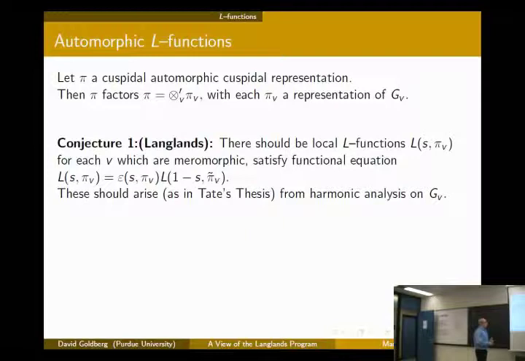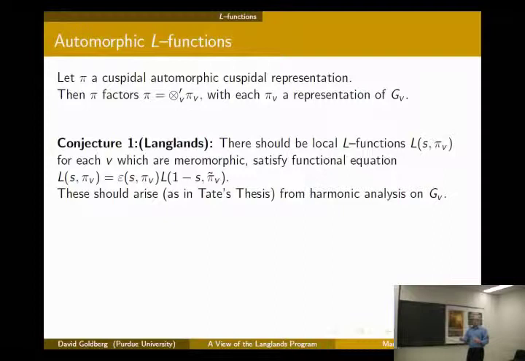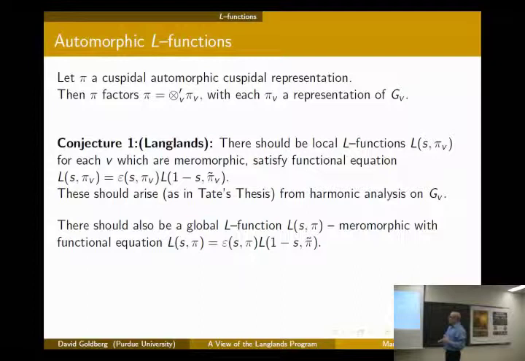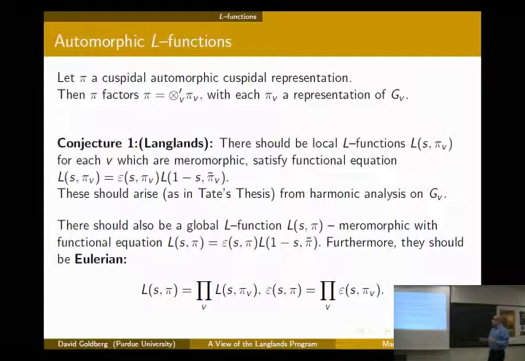And these should arise, just like in Tate's thesis, somehow from harmonic analysis on the group. You ask yourself things like: can you recreate a function from its Fourier transform? Things like that. And then you should also have a global L-function, which should be just the product of these local ones, and should have a functional equation and meromorphic continuation. And it should be Eulerian in the sense that your global L-function should be the product of all the local L-functions, and the same thing for the constants appearing in the functional equation.